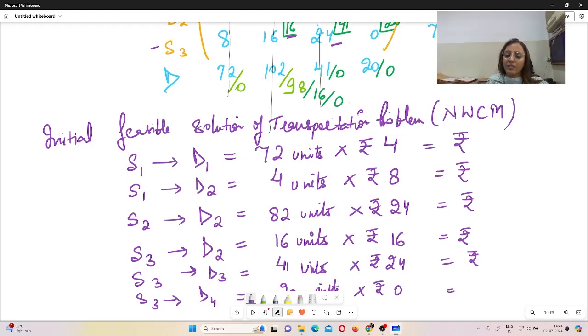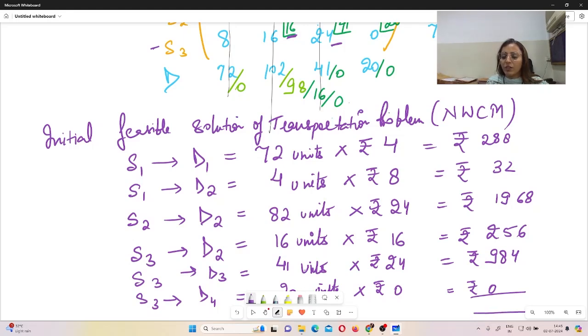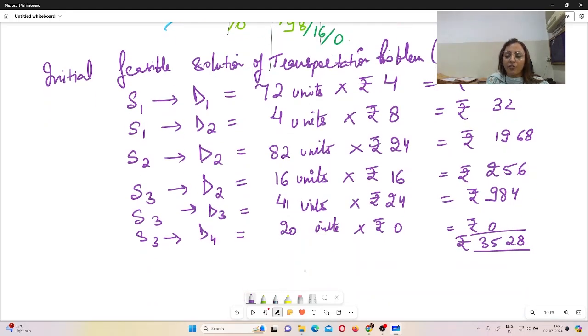Now we have to multiply all the values. This last value is definitely 0. Starting from this, 72 multiplied by 4 is 288. 4 multiplied by 8 is 32. 82 units multiplied by 24 becomes 1968. 16 units multiplied by 16 is 256. 41 units multiplied by 24 is 984. And the last one, 20 units multiplied by 0, is definitely 0. Sum up all these values and the answer will be 3528. So the total initial feasible solution for this transportation problem is 3526.